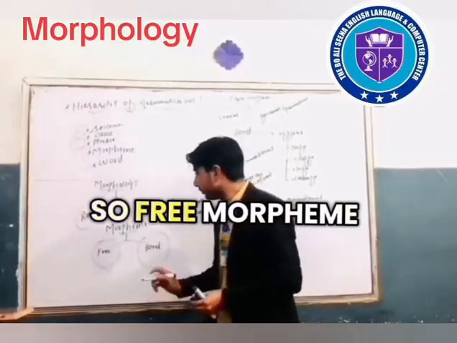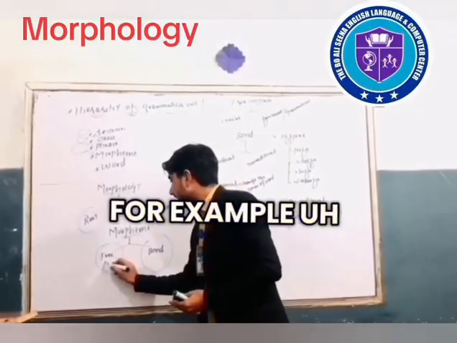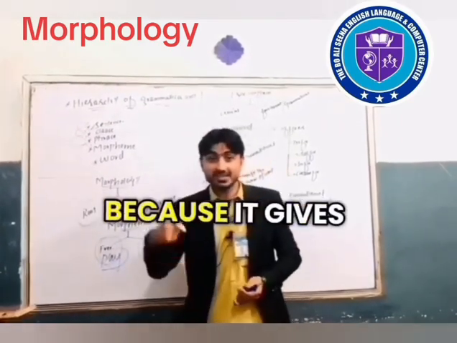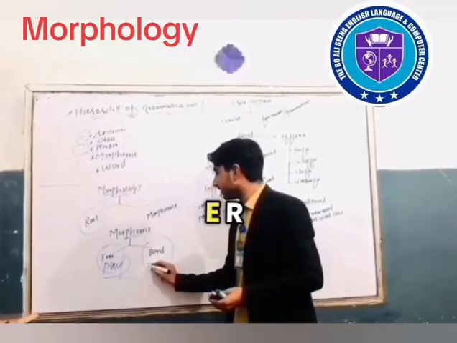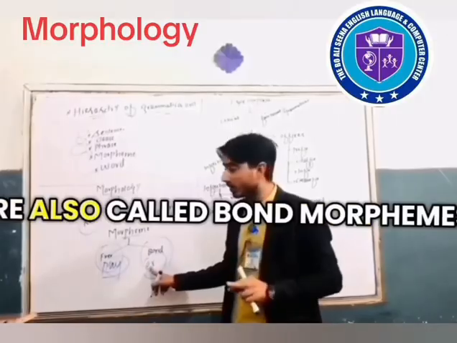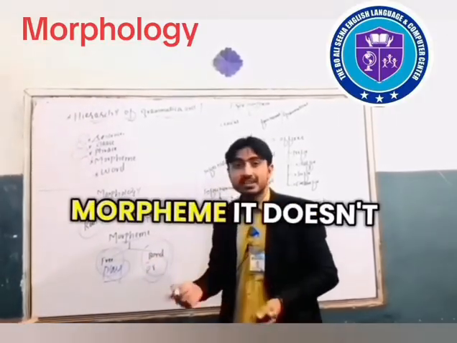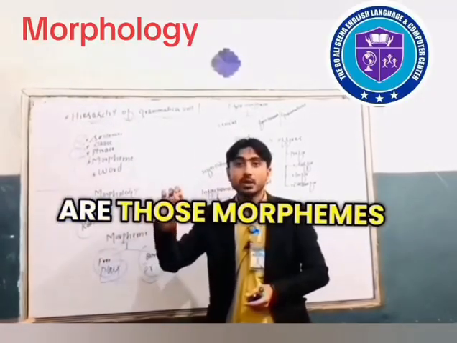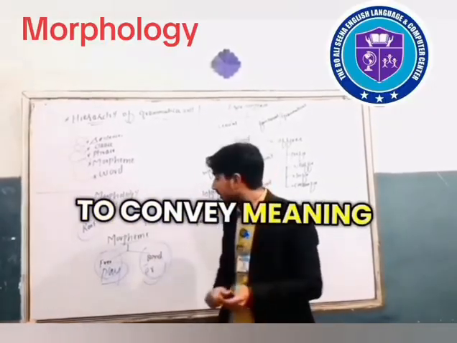free. For example, I will give you one example: play. Play is a free morpheme. Why? Because it gives us meaning by itself. The next one is ER. These two letters we call a bound morpheme. Whenever it is not attached to a free morpheme, it doesn't give meaning by itself. Free morphemes are those morphemes which don't need to be attached to other morphemes to convey meaning.